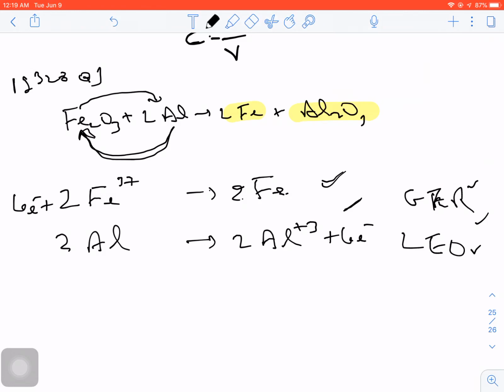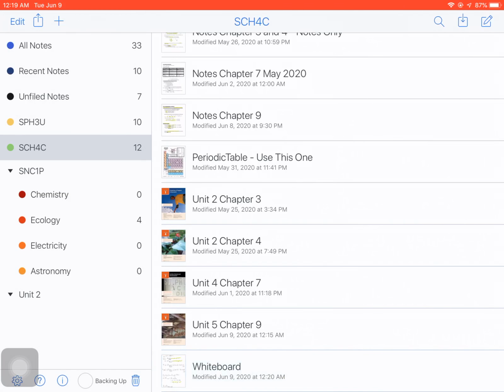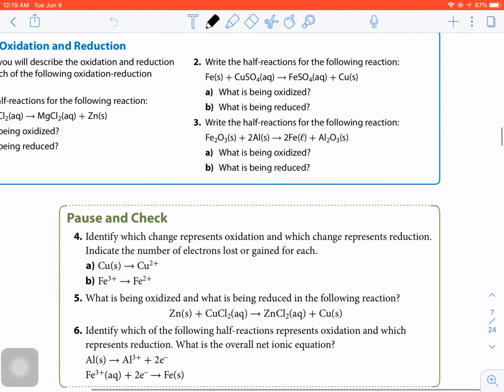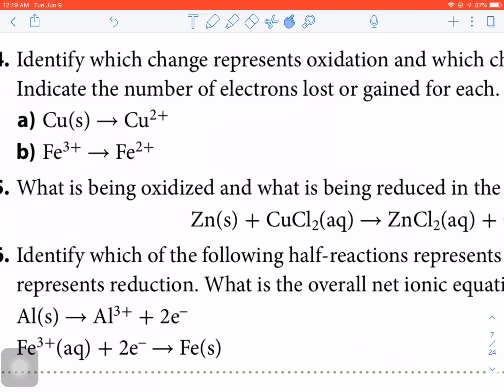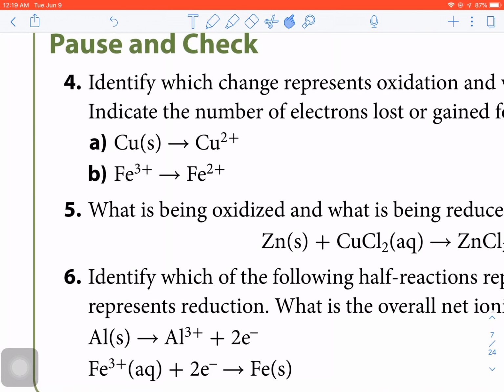If I go back to the textbook for a minute, number 4 says identify which change represents oxidation and which change represents reduction. So if I look at number 4 there, I can see 4A has no charge on the left, 2 pluses on the right, right?